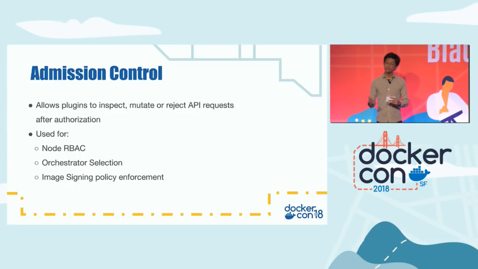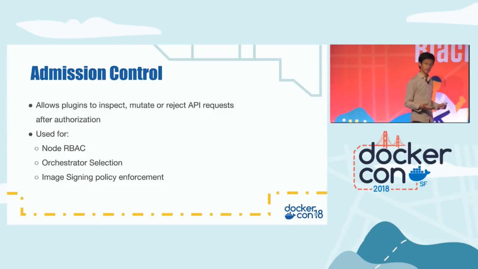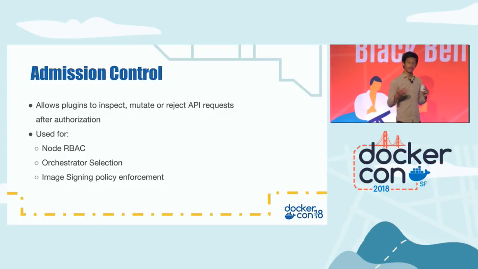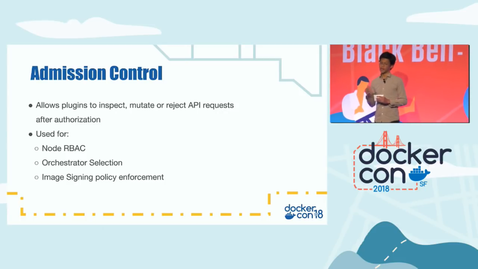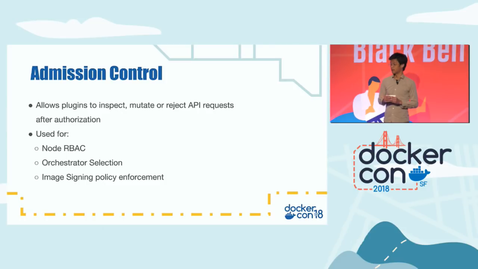As I said before, these admission controllers can modify or reject requests on the fly. And they're really powerful because they come with a lot of context. When they receive a request, they get a lot of context about that request. They know who's making it. They have the full request body and so forth. And they're also the last thing that runs in the request lifecycle. So we use these for a number of things. I'll talk about orchestrator selection and image policy signing in a second.